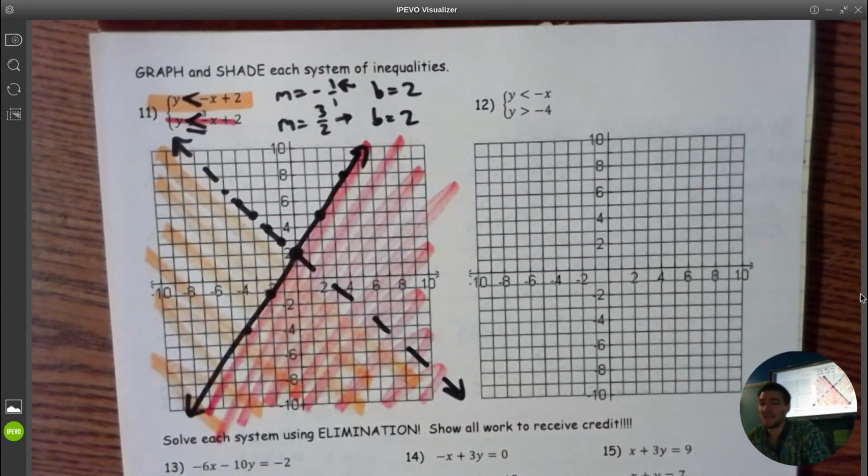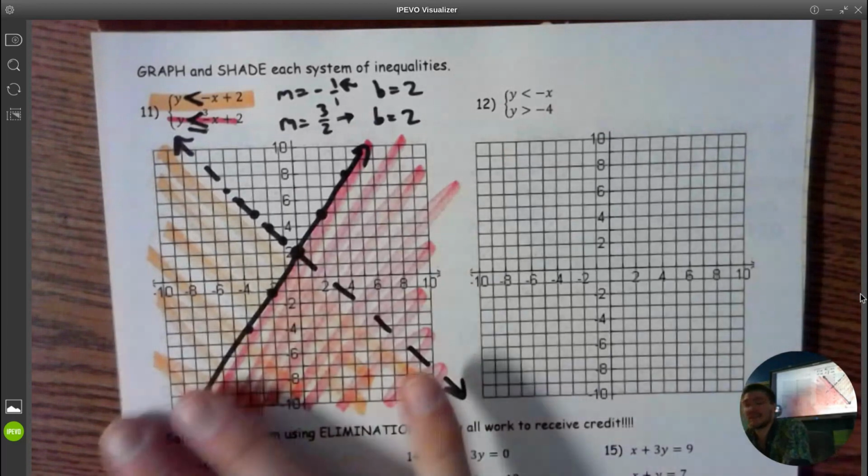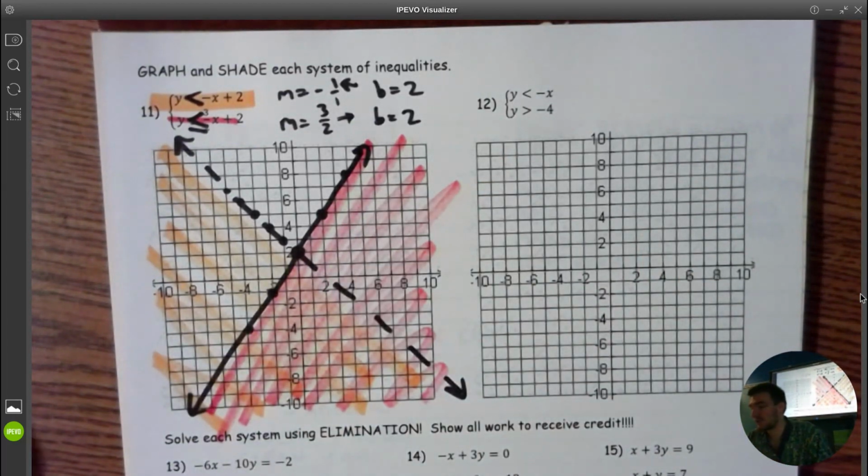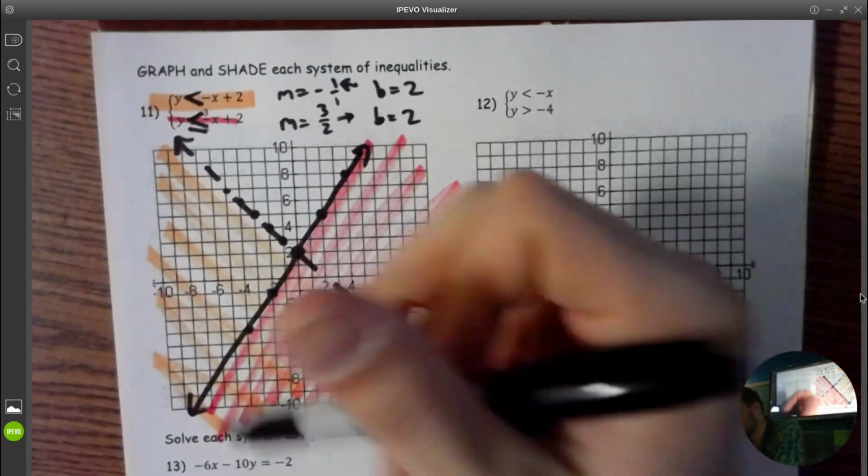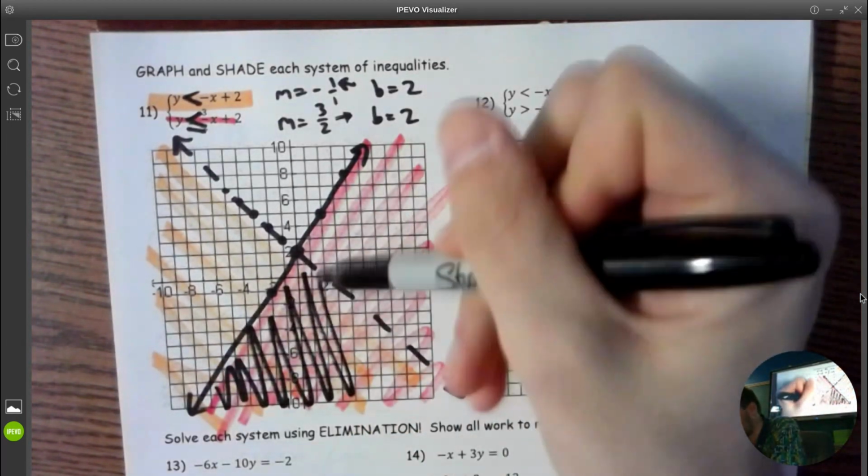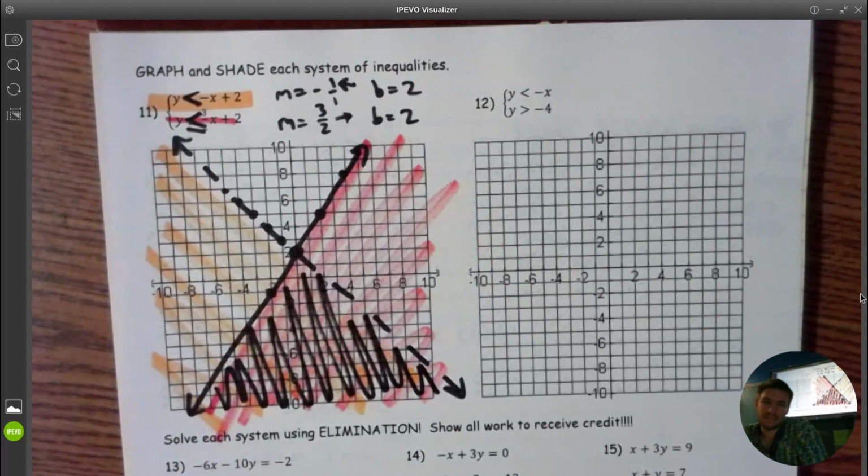Again, my best strategy as a teacher is to think of this line like a roof. If you're not sure which one is above, which one is below, whenever I picture a roof, it helps me out. And so this section down here is the section that we're looking for.